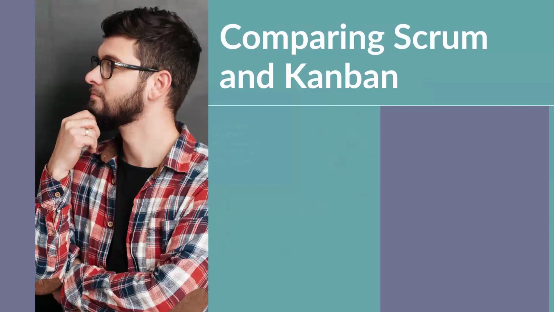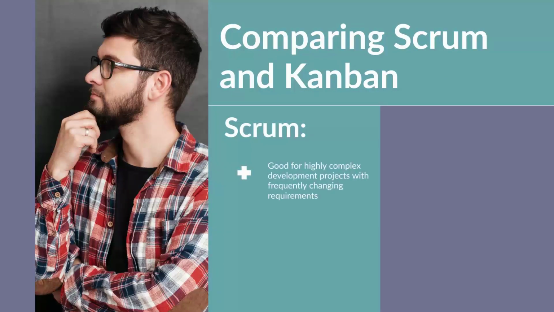Comparing Scrum and Kanban. Scrum is good for highly complex development projects with frequently changing requirements. The flexible nature of the Scrum methodology allows for task prioritization and progress in short sprints. It's bad for projects that have a fixed scope, timeline, and budget.